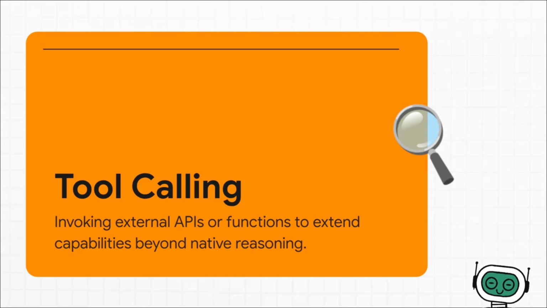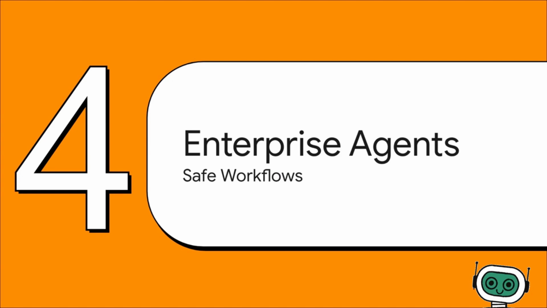Now, that action module relies heavily on a really important mechanism called tool calling. Tool calling is essentially how the reasoning engine physically invokes external APIs or functions. It's what allows the agent to fetch real-time data, update a customer record, or trigger a whole workflow. It is literally the bridge between thinking about a problem and actually doing something about it. Which brings us to Section 4, Agents in the Enterprise.